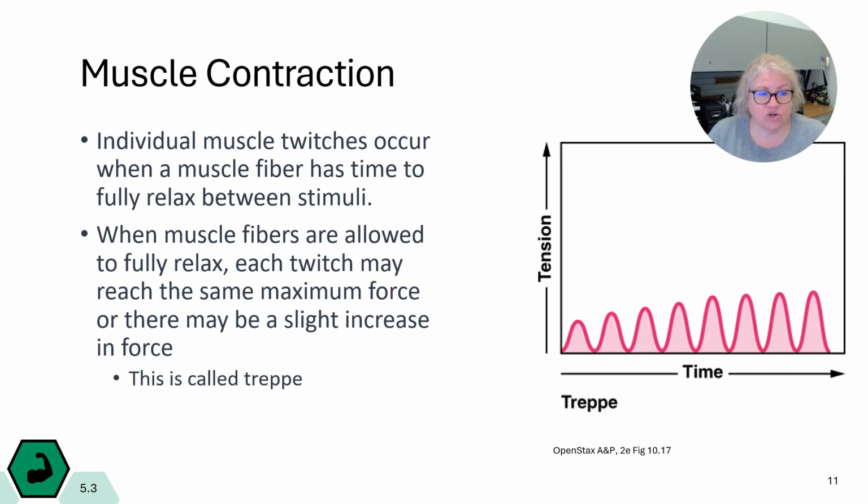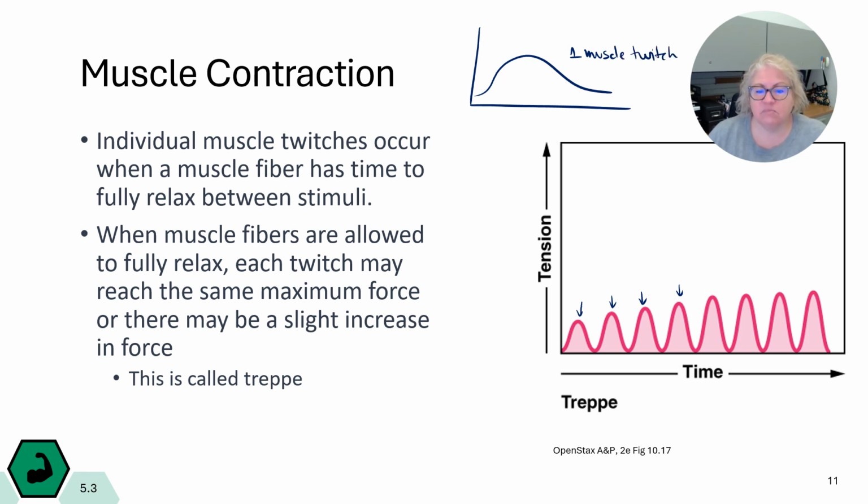Individual muscle twitches occur when a muscle fiber has time to fully relax between stimuli. So this is like the last picture we saw, except we have lots of them in a row. So muscle twitches in a row. The previous picture we saw looked like this. That's one muscle twitch, if we just twitch one fiber one time. This is multiple stimuli here. So we would generate the stimulus here, not there. We have that latent period in there, remember.